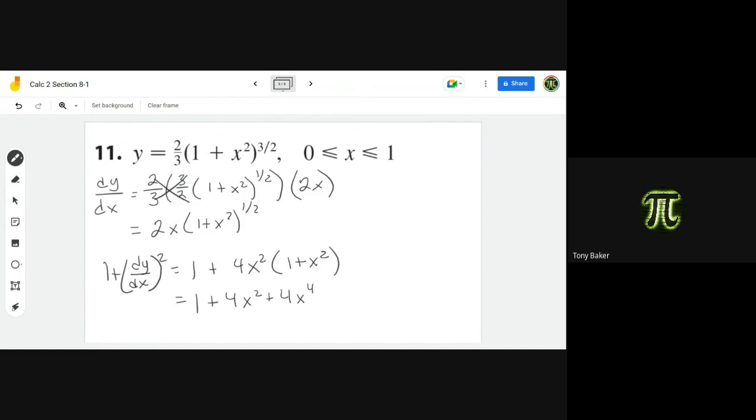All right, so that's just under the square root. So my integral is going to go from 0 to 1 of the square root of 4x squared, or 4x to the fourth, plus 4x squared plus 1 dx. Can't do substitution. So factor, try it.